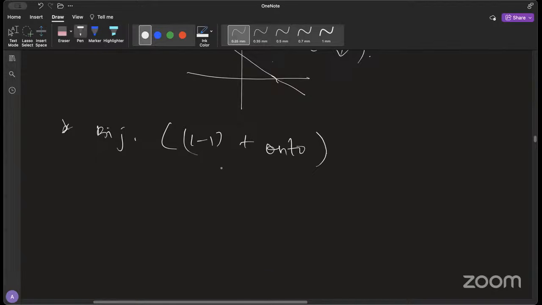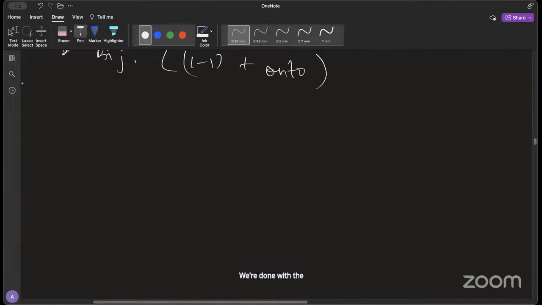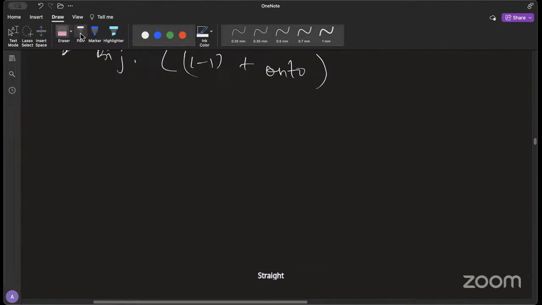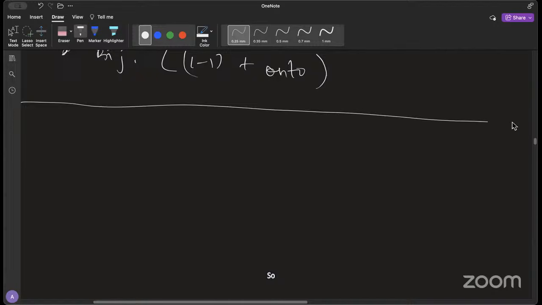And I think this is it. We're done with the first week. Now we'll come to the second one, straight lines. So your second week is on the coordinate system, coordinate geometry.